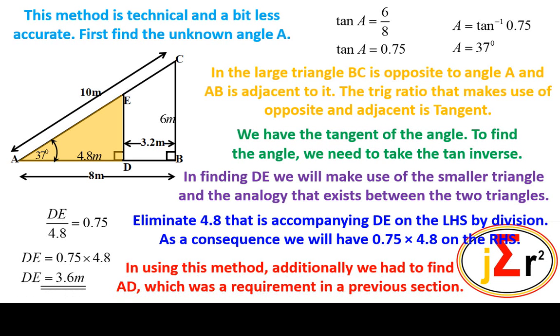In using this method, additionally, we did not have to find AD, which was a requirement in a previous section. We therefore did not have to find the length of the side AD right here, because that was a requirement in a previous problem, and we found that value to be 4.8 meters.